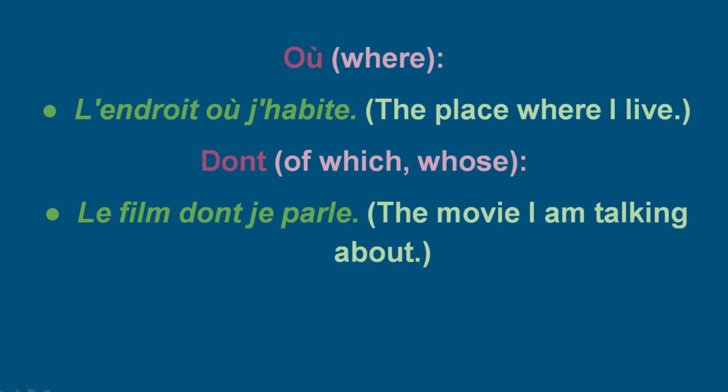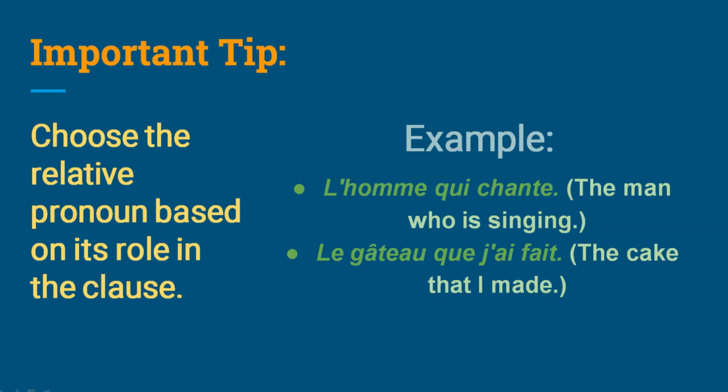Où: where. L'endroit où j'habite. The place where I live. Dont: of which, whose. Le film dont je parle. The movie I am talking about. Important tip: choose the relative pronoun based on its role in the clause. Example: L'homme qui chante. The man who is singing. Le gâteau que j'ai fait. The cake that I made.